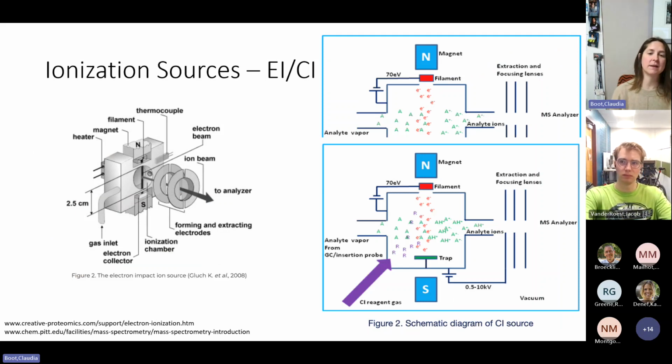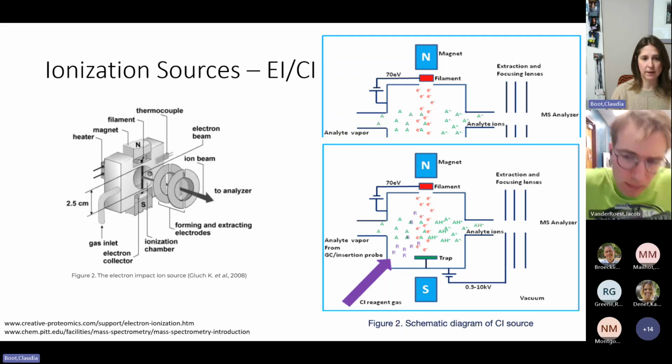So we'll start out with electron ionization or chemical ionization. This is a source that's commonly used for GCMS. And here you can see that you have a heater that's connected to a filament. This heater heats up the filament to incandescent. And then there's an electron beam that makes electrons transfer from the electron beam here to the electron collector here. And in the meantime, your sample analytes are coming through this system, interacting with that electron beam.